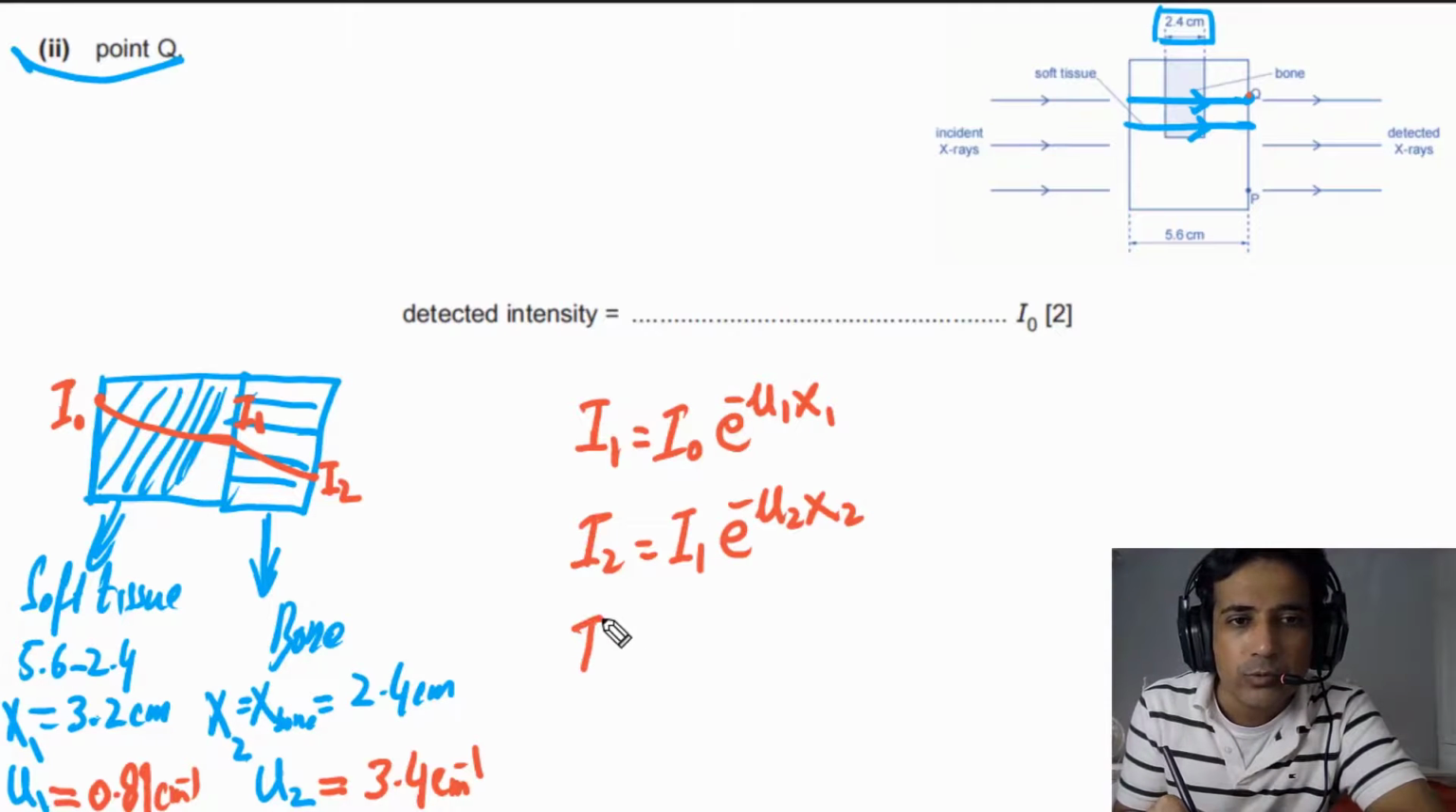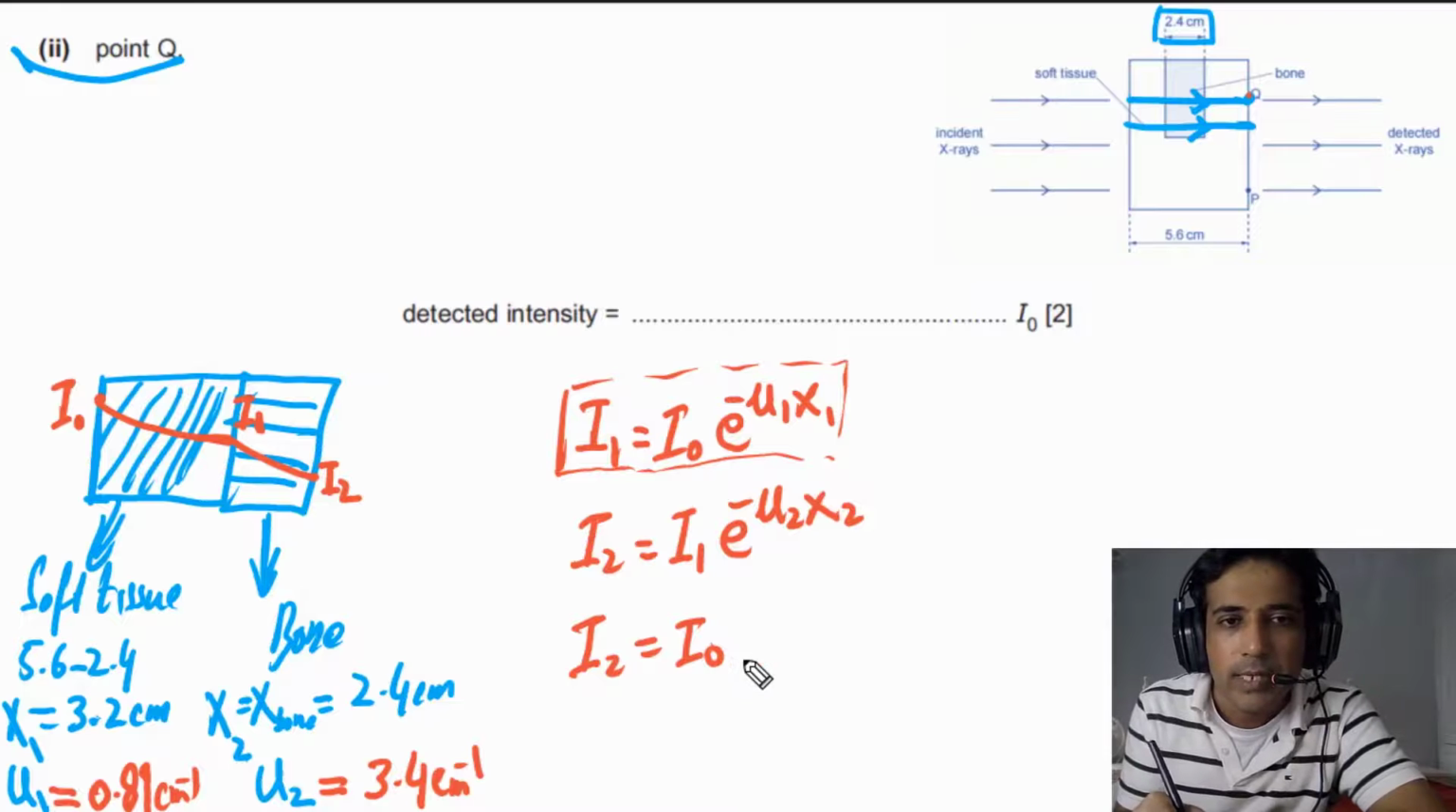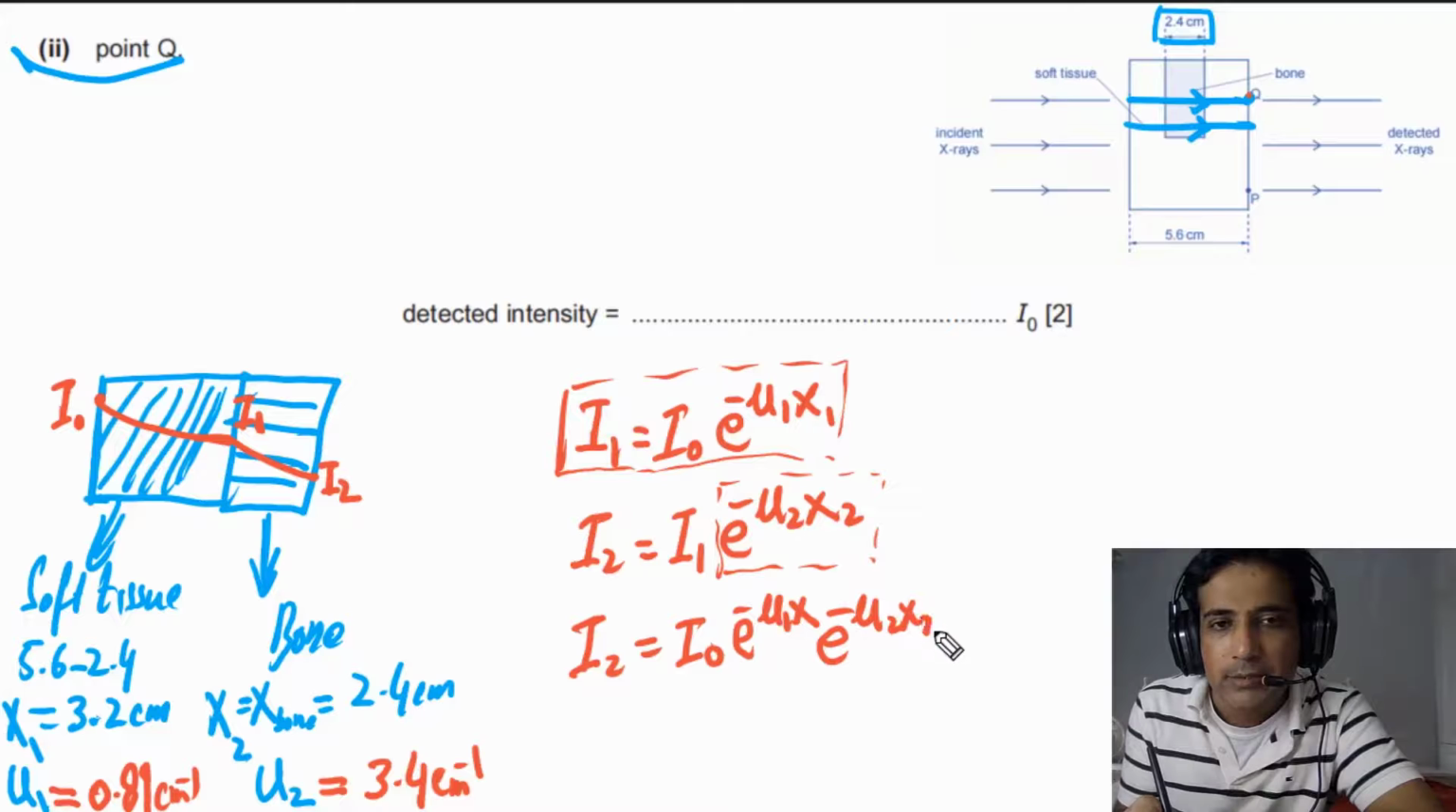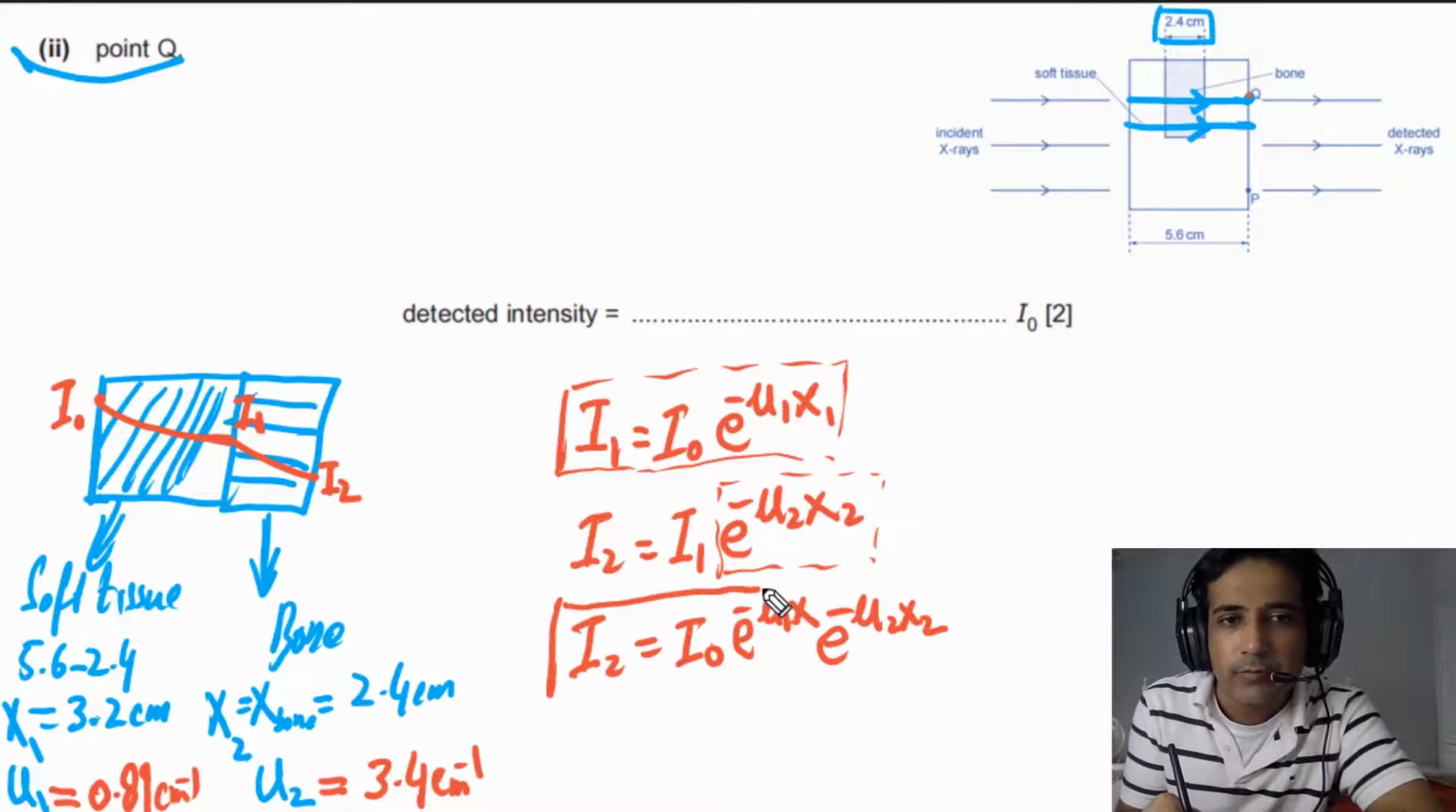So finally we can write down I2 will be equal to I naught, and I1 we can replace with this. So I1 is equal to I naught e to the power of negative mu1 x1. So we can write down e to the power of negative mu1 x1, and here we have e to the power of negative mu2 x2. Now simply we need to plug in the values of mu1, mu2, x1 and x2, and we can find out the value of I2.